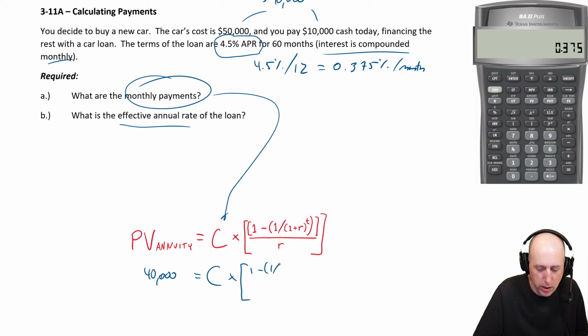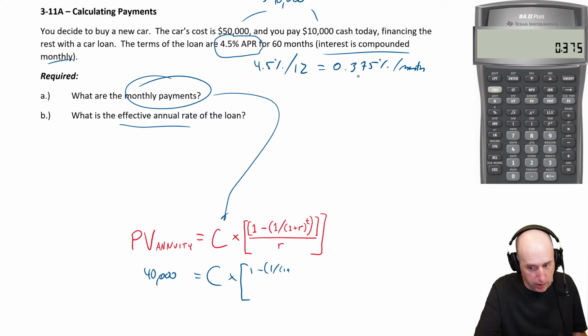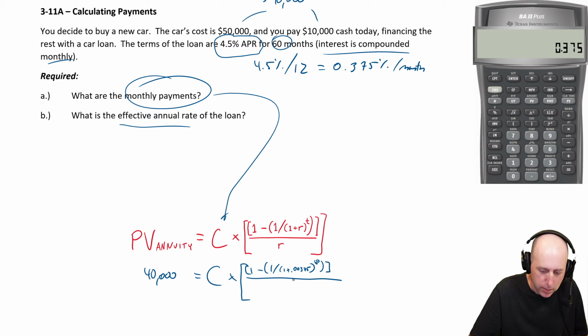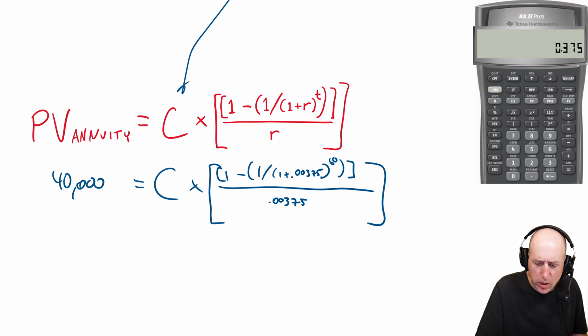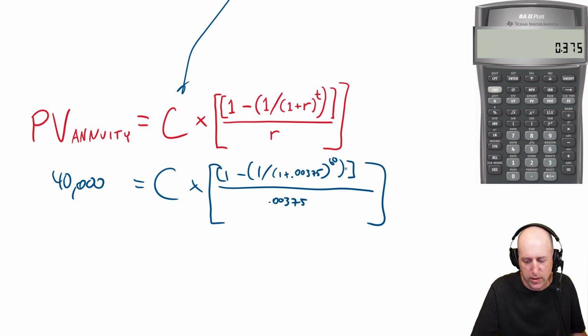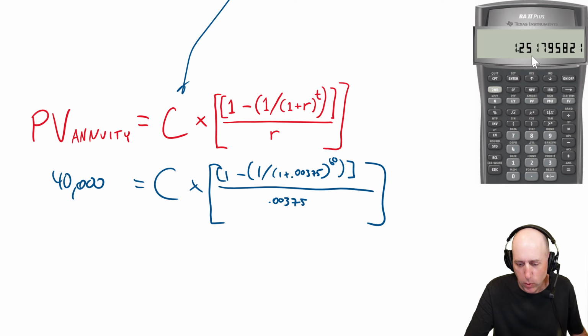Times 1 minus 1 over 1 plus our monthly rate of interest, 0.375%, which translates to 0.00375 as a decimal, raised to the power of t, which is the number of months, 60 months, all divided by 0.00375. Let me zoom in on this. I think I'm getting a little far away. Okay. So we start with what's in the brackets inside, 1.00375 to the power of 60, which is 1.25.